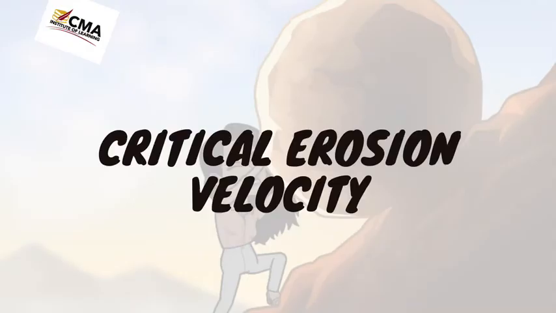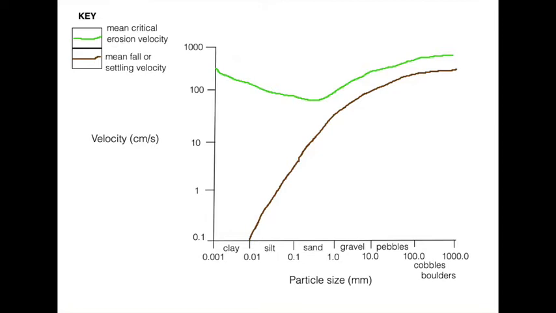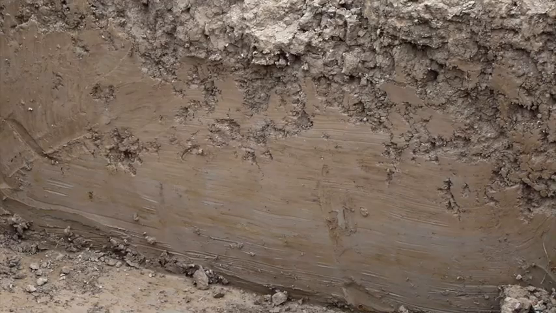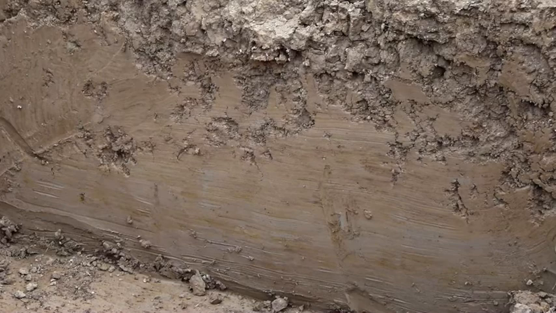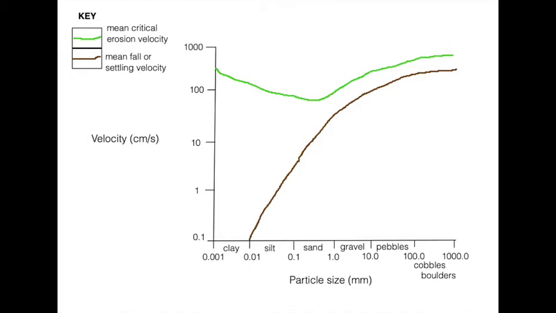Okay, so what is the critical erosion velocity? The critical erosion velocity is also called entrainment velocity, and this is the velocity needed to pick up a river's load. Clay has bonds that stick together, and unlike sand, they do require more energy to pick up and be transported, hence the higher mean critical erosion velocity.